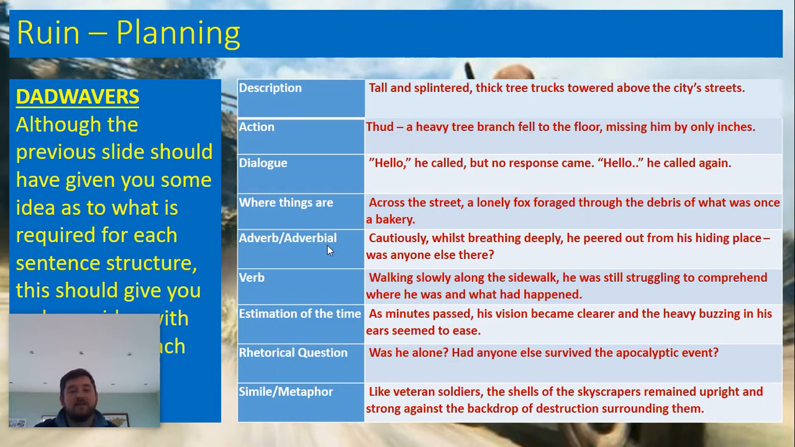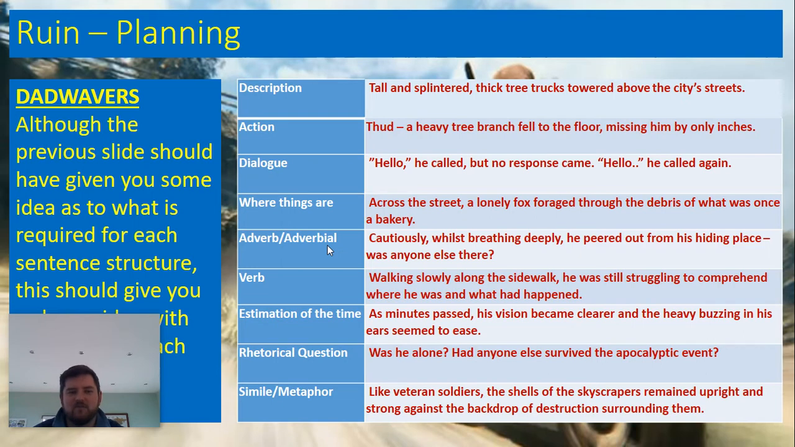So, description. I said a 2A sentence would be a good idea. Well, tall and splintered, 2A. Thick tree trunks towered above the city streets. Okay? So, sorry, it should say tree trunks, not tree trucks. Towered above the city streets. Action. Thud. A heavy tree branch fell to the floor, missing him by only inches. Okay, so thud, a bit of a sound, some onomatopoeia, and then something happening. Okay, what made that thud?